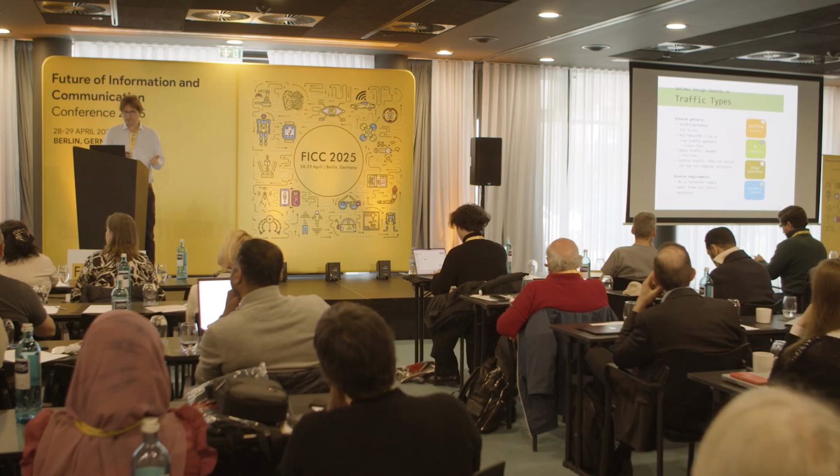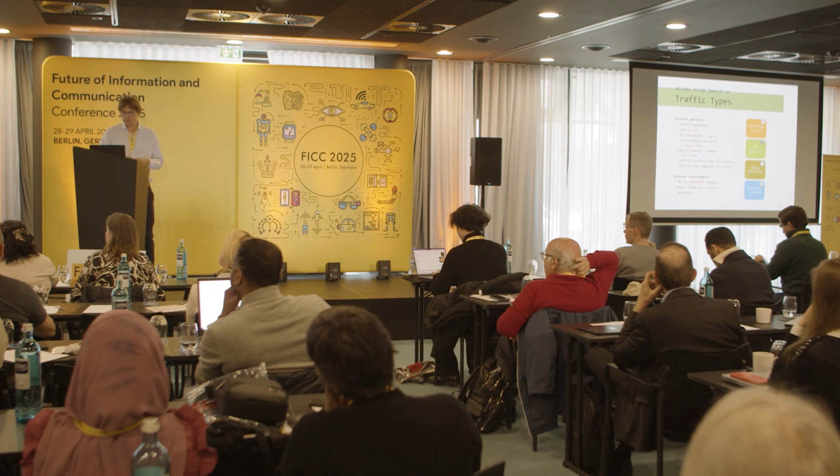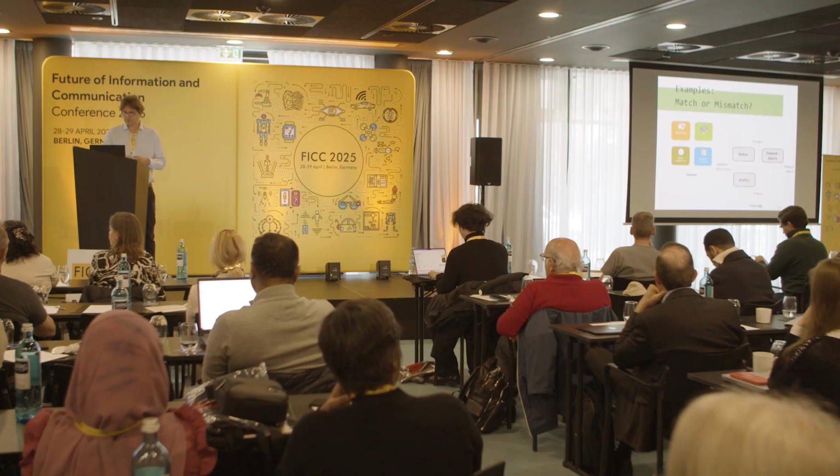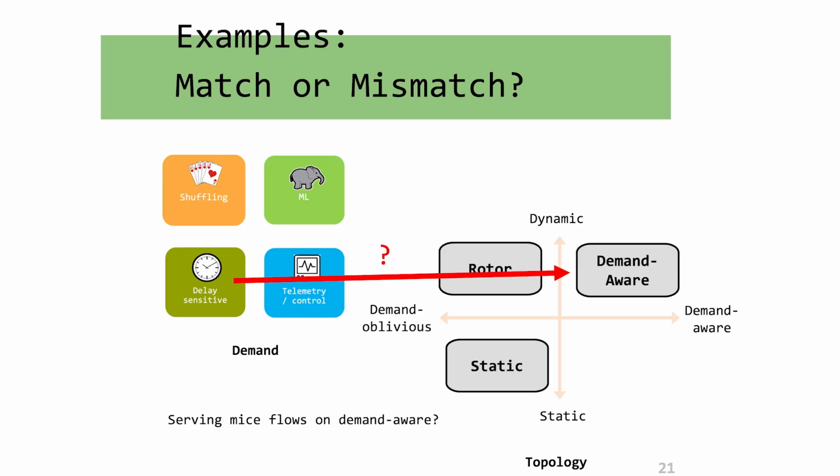So these different traffic patterns and applications come with different requirements. Some of them are very bandwidth hungry, for example, these machine learning applications. But some of them are also latency critical or latency sensitive, for example, this query traffic. So we need to find a way to optimize the data center, choose the best technology for those specifically. So you could ask, if you have delay-sensitive traffic, will it be useful to serve it in a data center that is demand-aware, that is optimized towards this demand?